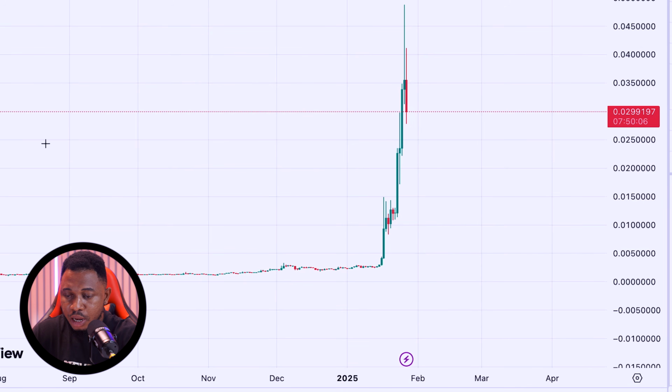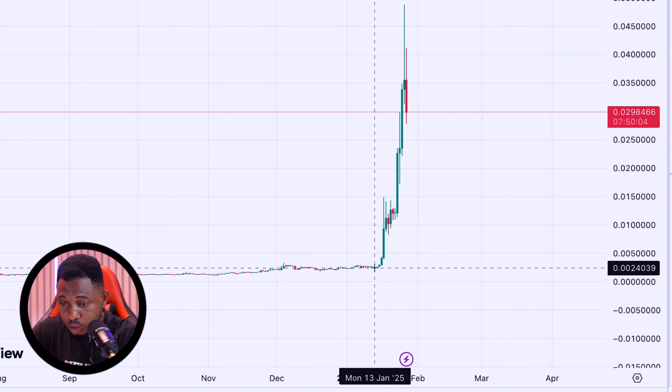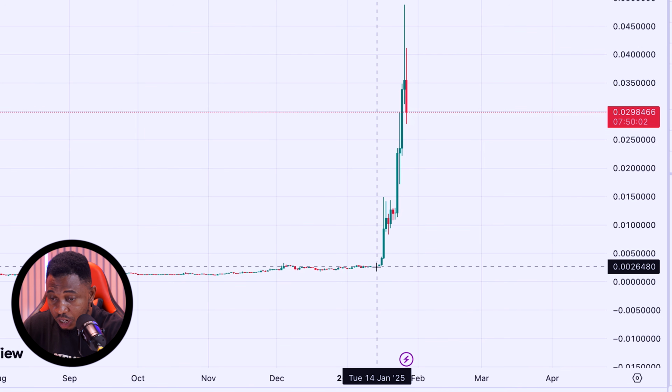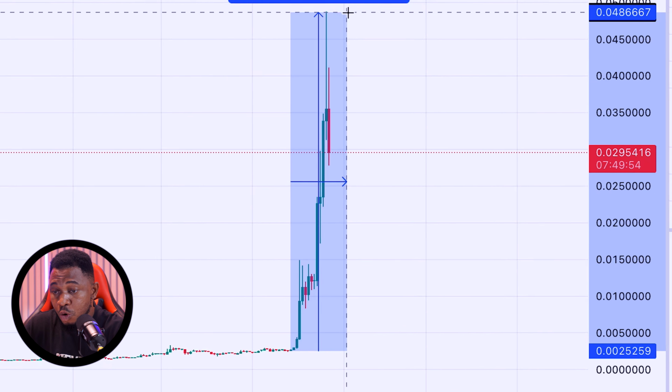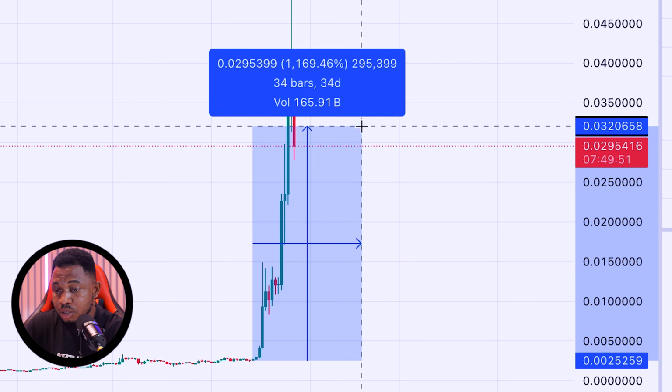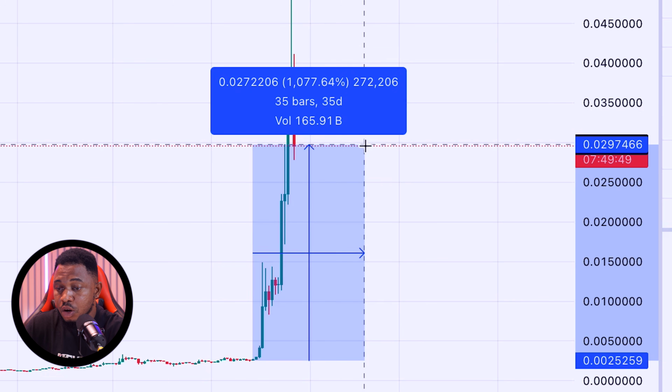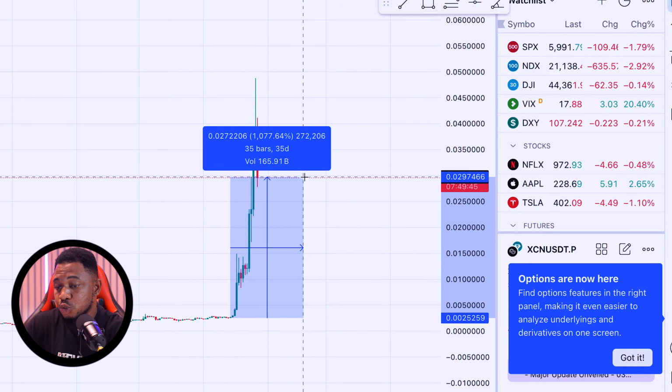If I pull out my ruler and drag from the lowest point here, which was sometime 1 week ago, just about less than 2 weeks ago, this coin has actually moved from this very point up to this point, which is over 1,800%. But where it is right now is still around 1,100% in less than 2 weeks.